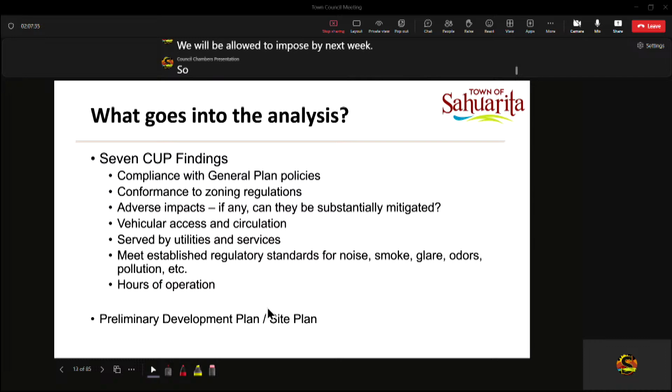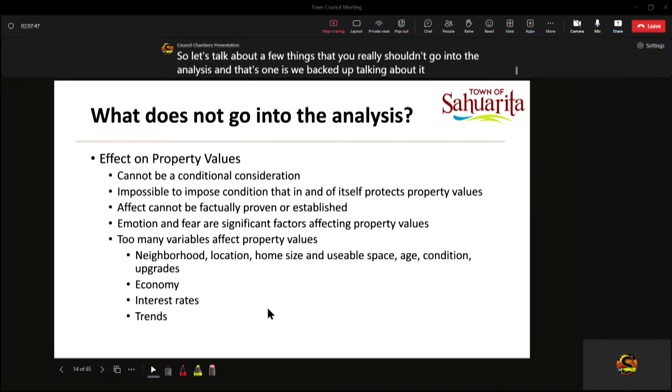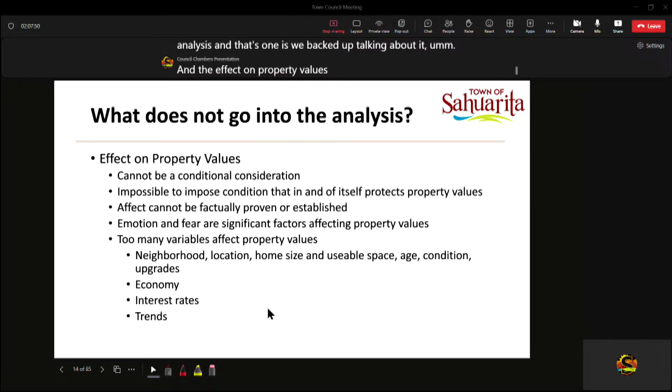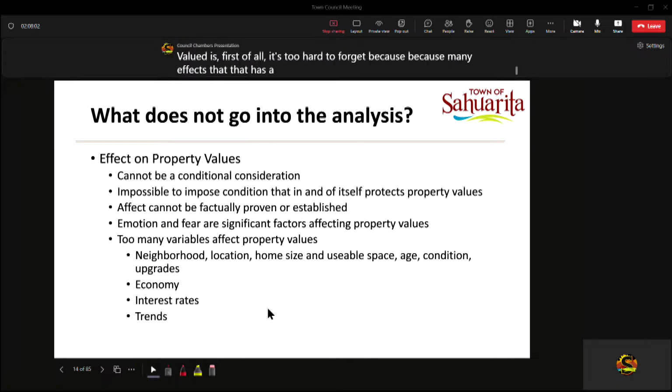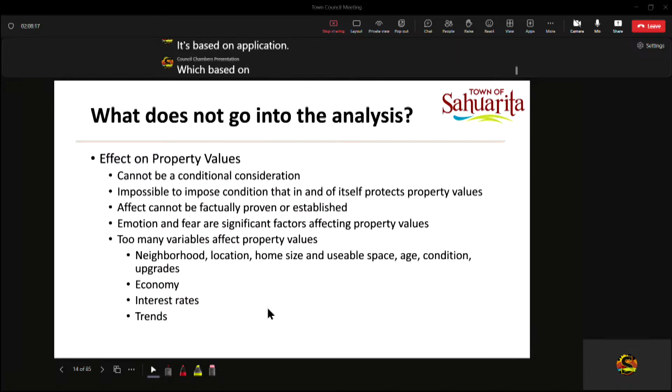Next slide, please. So let's talk about a few things that really shouldn't go into the analysis, and one is the effect on property values. It's too hard to predict, because any effect that has occurred on property values, or real estate sales we've heard about, is not based on operation of an asphalt plant. It's based on fear, apprehension, and concern, mostly emotions and feelings.